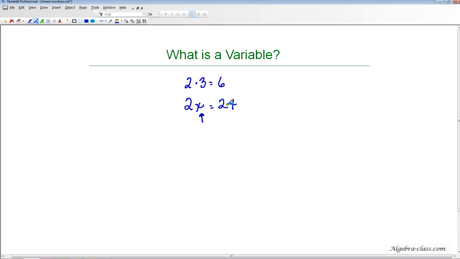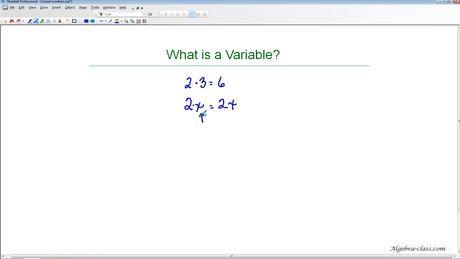There's no multiplication symbol here because when we use variables, if we have a number times a variable, we don't have to actually put that multiplication symbol in there. It's assumed to be multiplication when there is no symbol. So this means 2 times x.